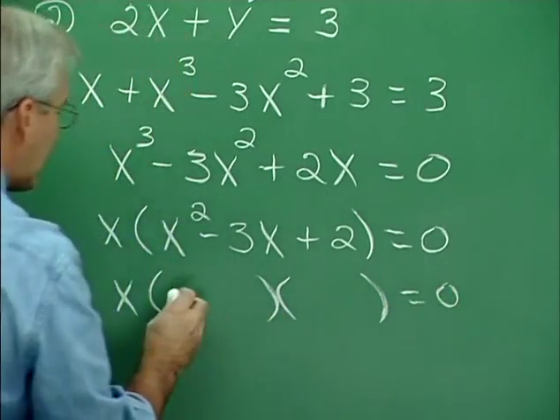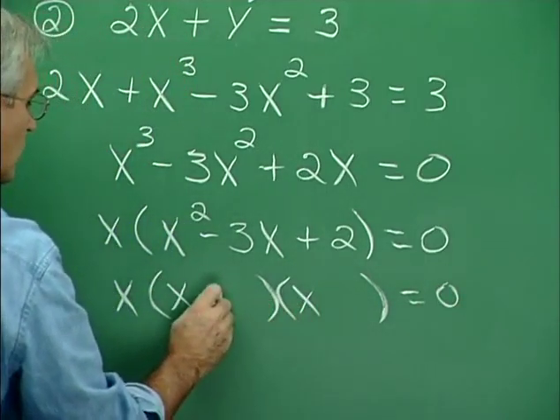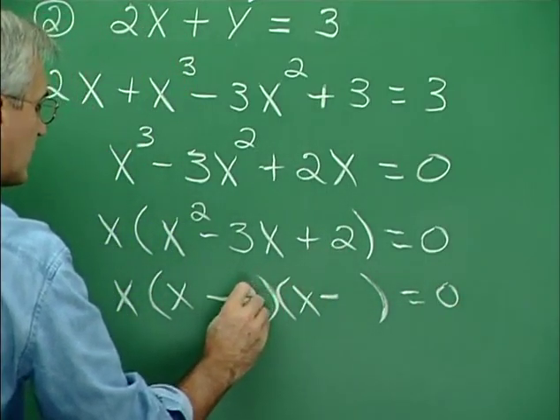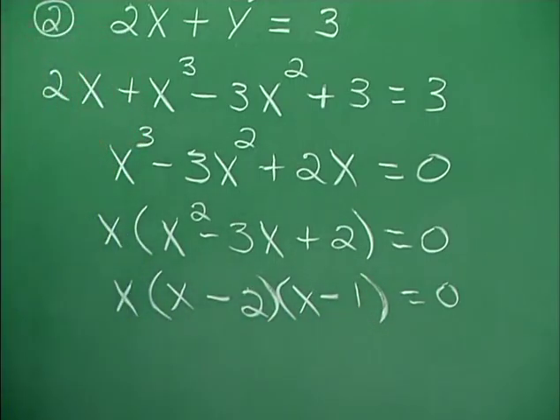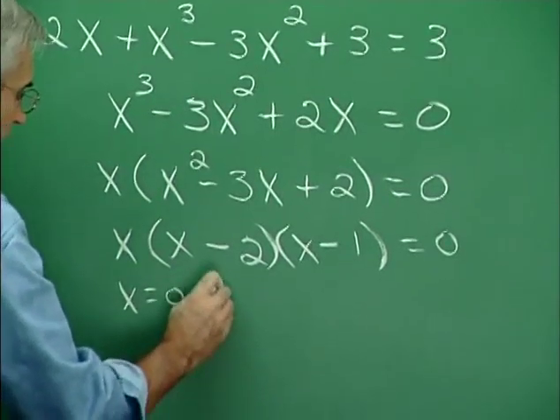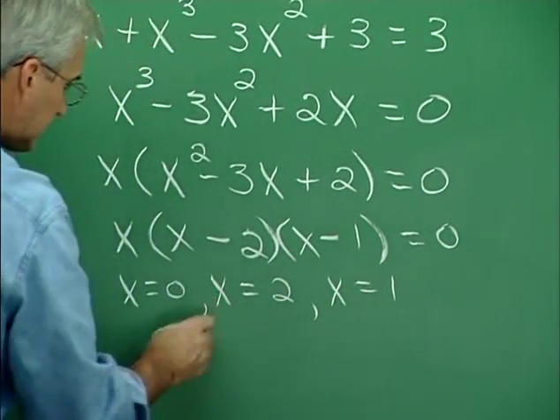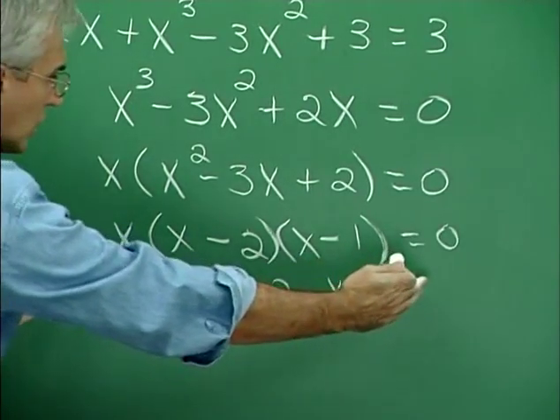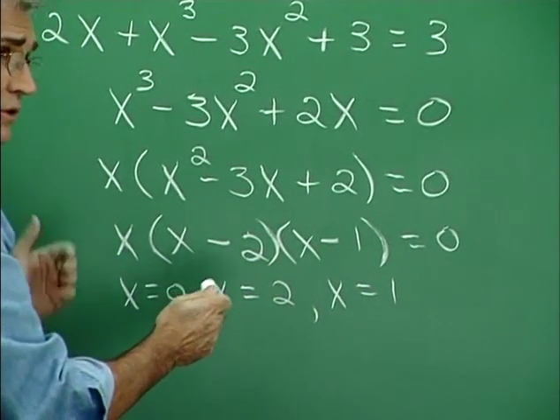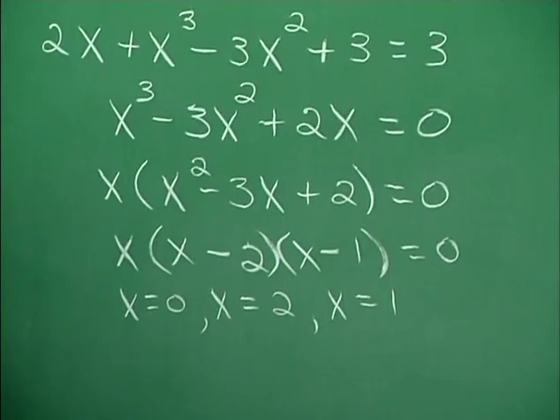Turns out that it factors rather easily. X times x for x squared, both signs are minus. Factors of 2 are just the 2-1 combination. And the zeros for these factors are x equals 0, x equals 2, and x equals 1. So these are the x coordinates then for the solutions to the system of equations.